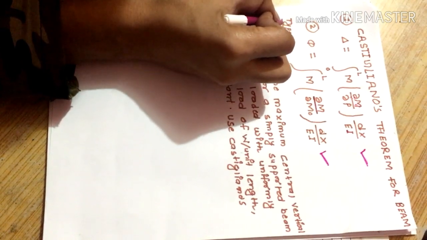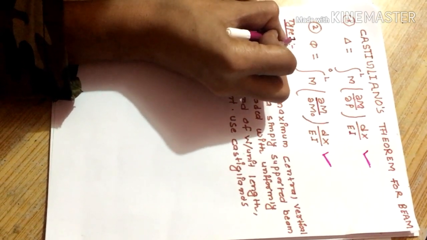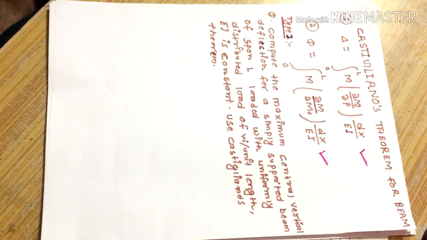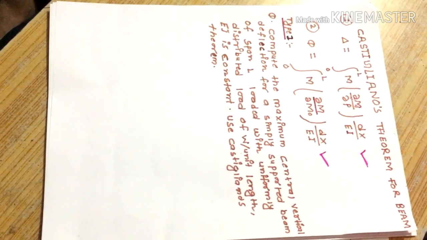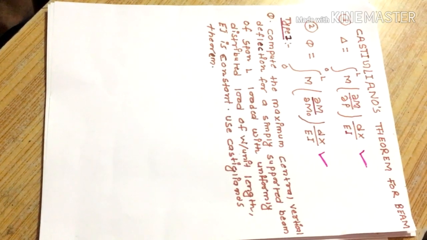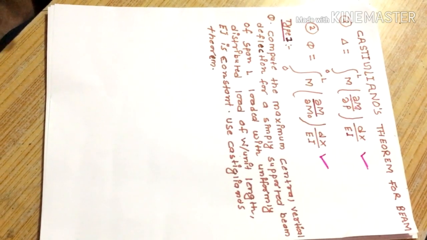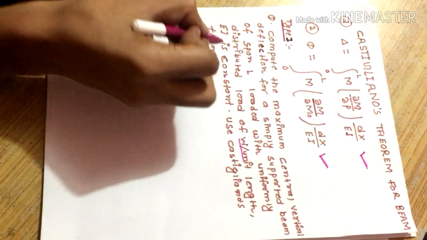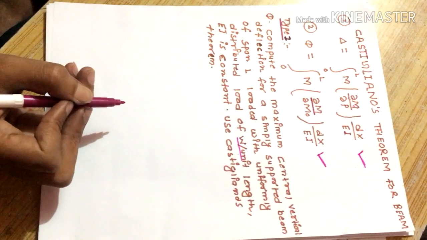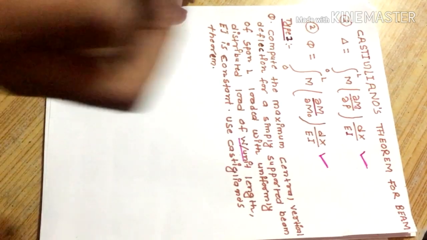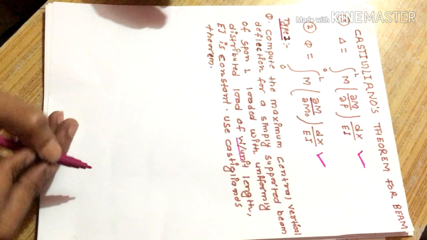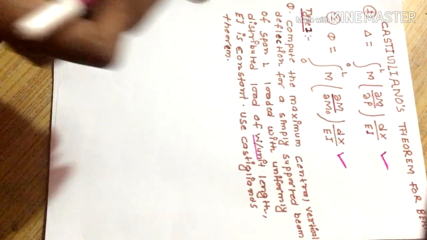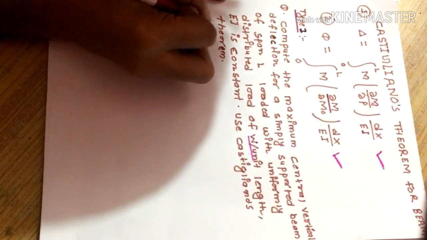This is type 1 numerical. In type 1, we have to calculate the maximum central deflection for a simply supported beam of span L loaded with a uniformly distributed load of W. EI is constant. Using Castigliano's theorem, let us apply this formula and calculate the maximum central deflection. So let's start our solution.